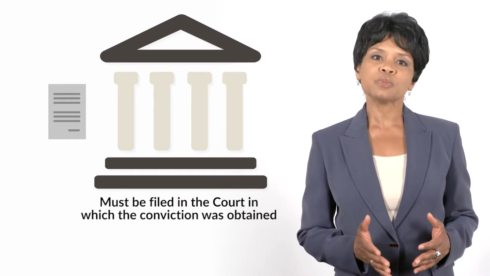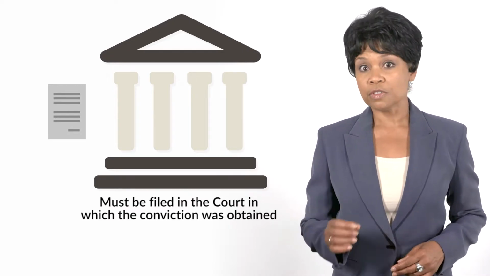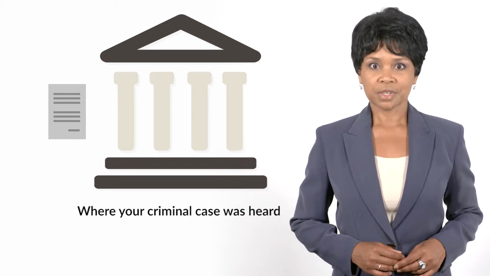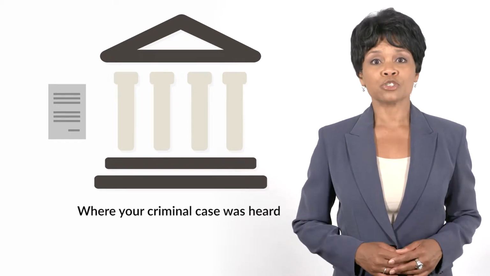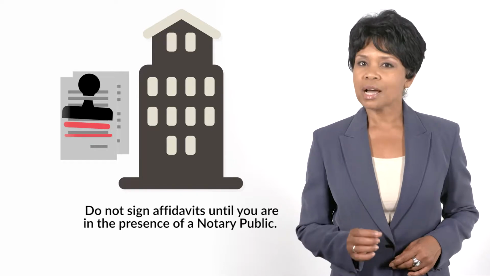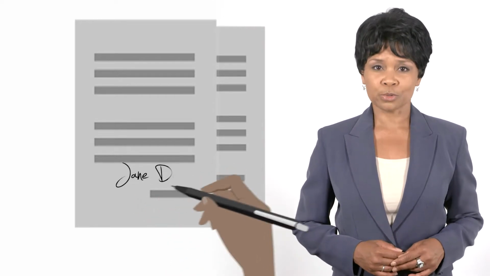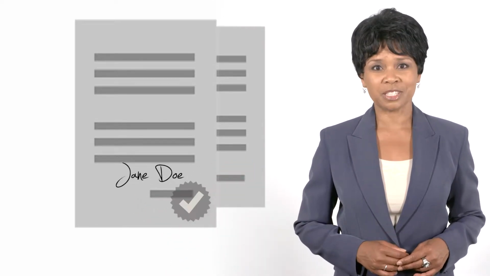The motion must be filed in the court in which the conviction was obtained or where your criminal case was heard. Before going to court to file the motion, make sure you take the completed poverty affidavit and the motion to seal affidavit to your local legal aid office or to a bank or other service with a notary public. Do not sign the affidavits until you are before the notary public. It is the job of the notary to witness your signature and notarize the documents.